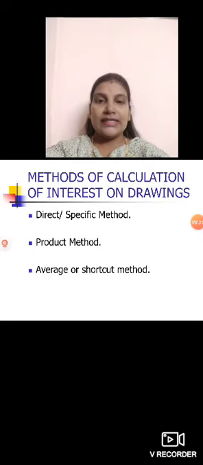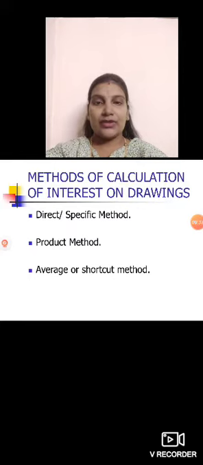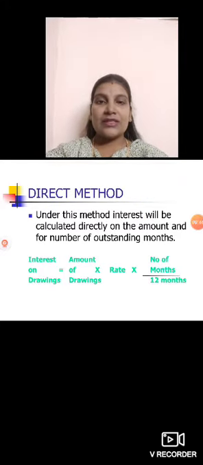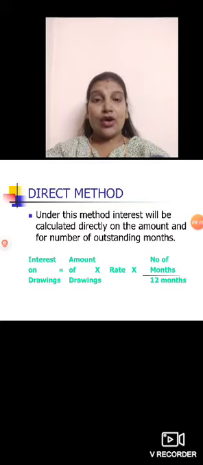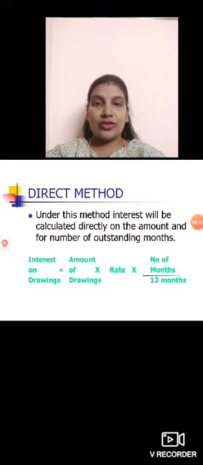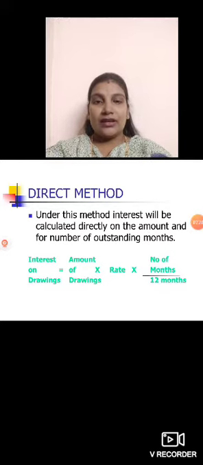Let's see the first method, that is the direct method, how to calculate interest on drawings. This is your first method. Under this method, interest will be calculated directly on the amount and for the number of outstanding months. So what is the formula? Interest on drawings equals amount of drawings into rate, meaning interest rate, into number of months divided by 12 months. Why 12 months? Because a year has 12 months, and we consider the number of outstanding months here.